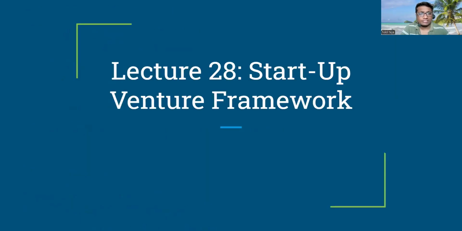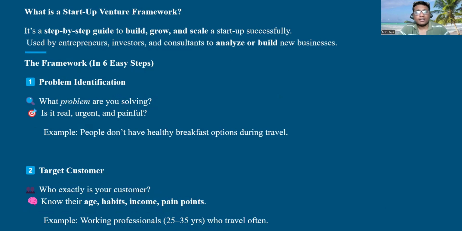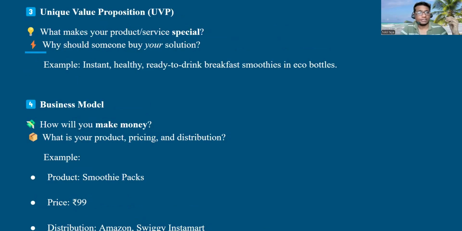So these are the six things for the startup venture framework. First is problem identification, where your problem statement should be very clear so that you can build the perfect product. Next, target customer. Target customer is the one who will be buying your product, the segment who will be buying your products more often, like 70 to 80% of the people will be in the target segment only.